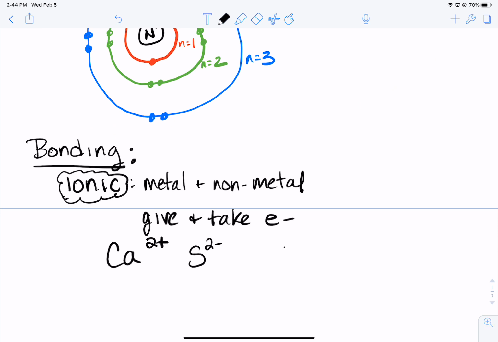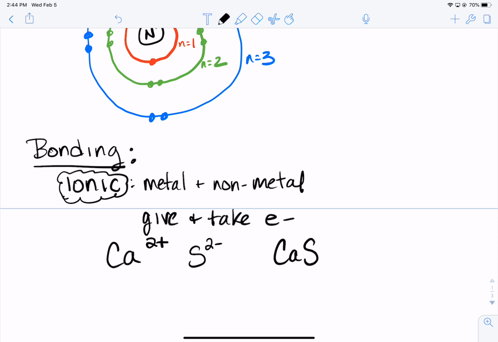The bond for this, then, is just CaS. You need 1 calcium to give 1 sulfur its 2 electrons. We know some stuff about ionic bonded stuff.